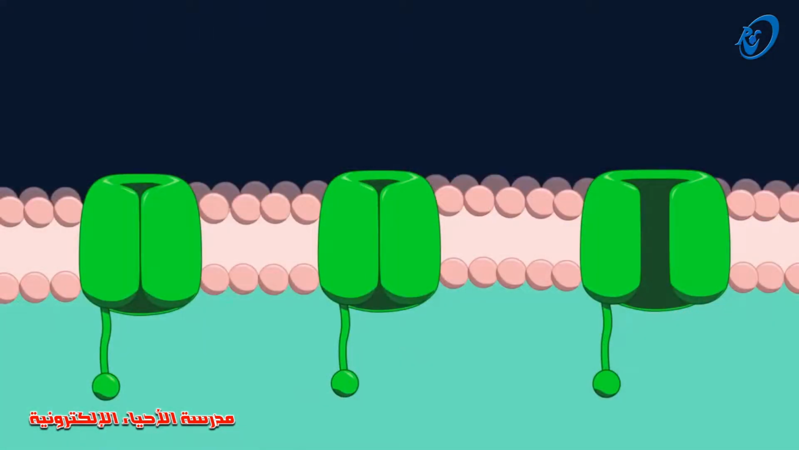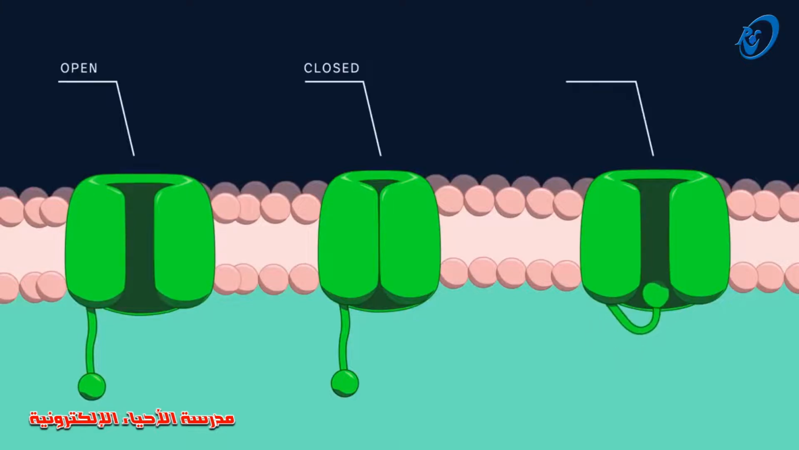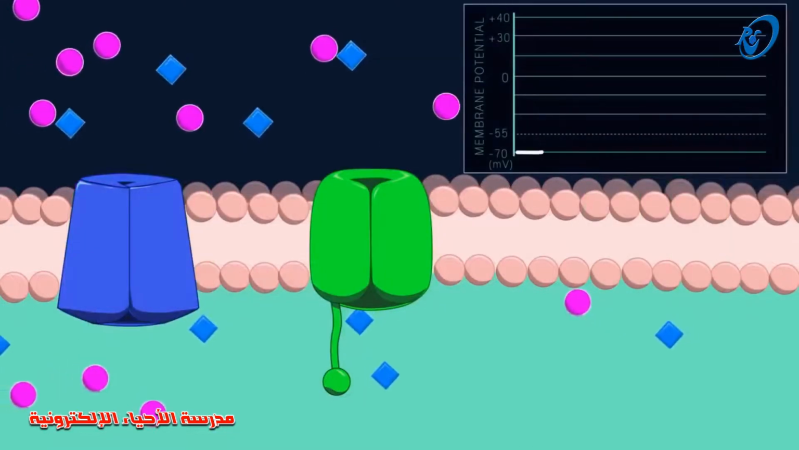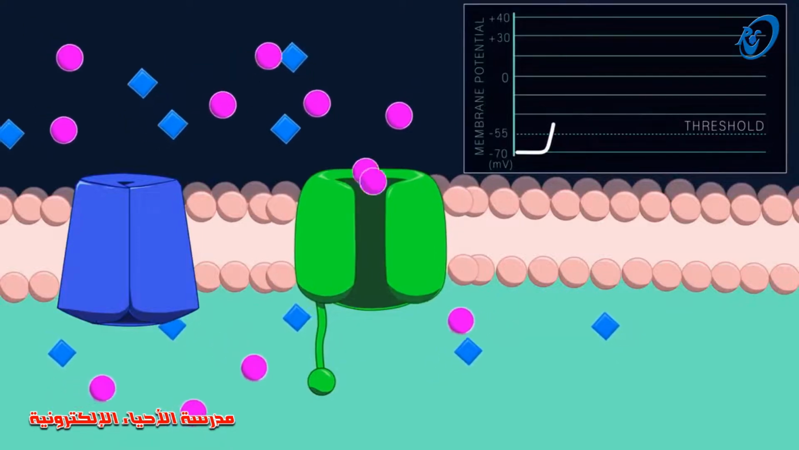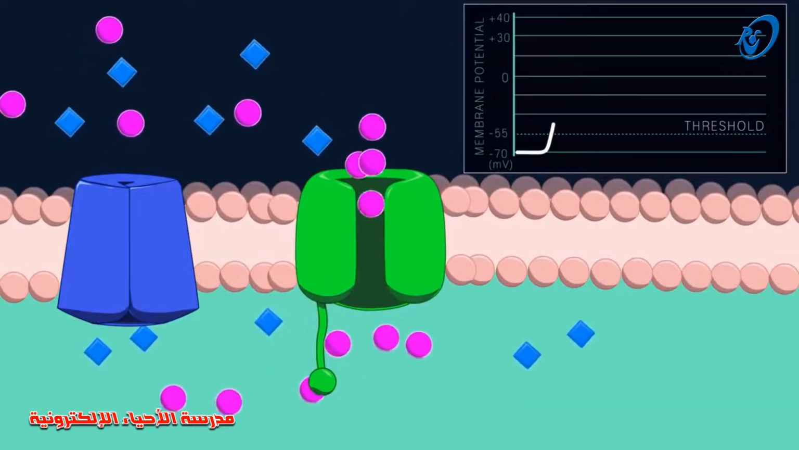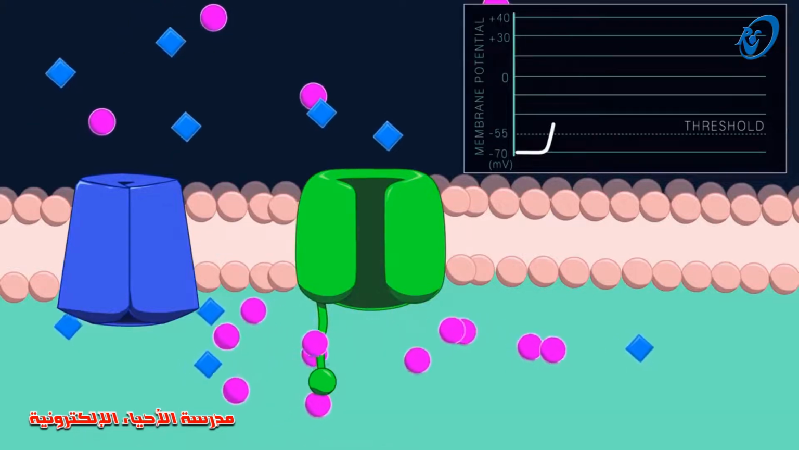Voltage-gated sodium channels have 3 states: open, closed, and inactivated. At rest, the sodium channel is closed. Once the cell membrane reaches the threshold voltage, the channel changes to an open position and sodium rushes into the cell because of the electrochemical gradient.